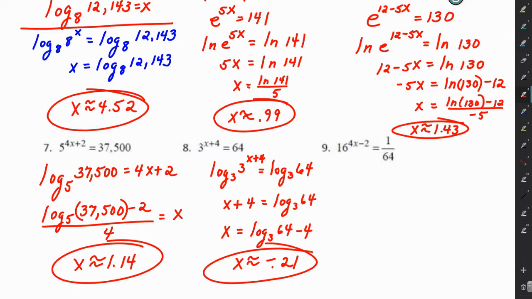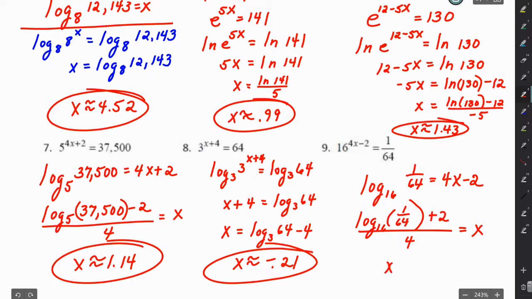And last one, I'm going to put this in logarithmic form. So we have log, my base is 16, my answer is 1 over 64, and my exponent is 4x minus 2. Okay, solve for x. So if you put this in the calculator, you'll get x is approximately 0.125.